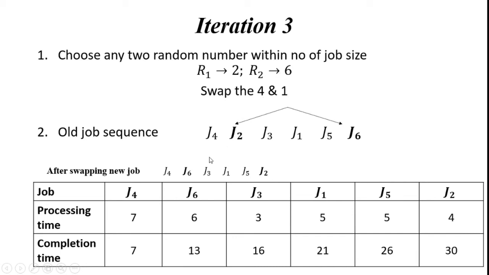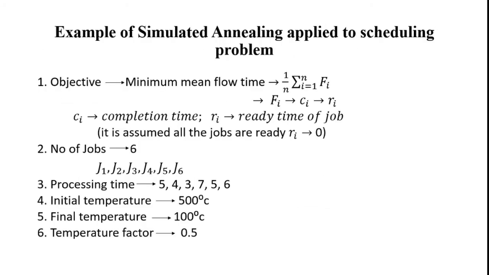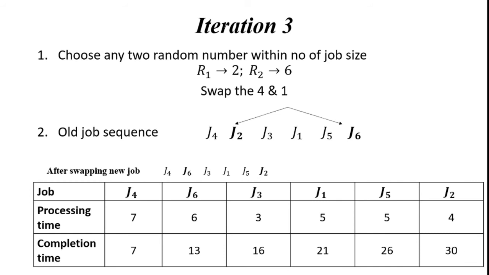What can I do here? I interchange, swap the job sequence between positions 2 and 6, because I got random numbers 2 and 6, so I swap the 6th and 2nd with each other. So I got the new sequence J4, J6, J3, J1, J5 and J2. So I again calculate the processing time for J4, J6, J3, J1, J5 and J2. Here the processing time of J4, which I recollect from the initial problem, is 7. So I substitute 7 for job 4 processing time.